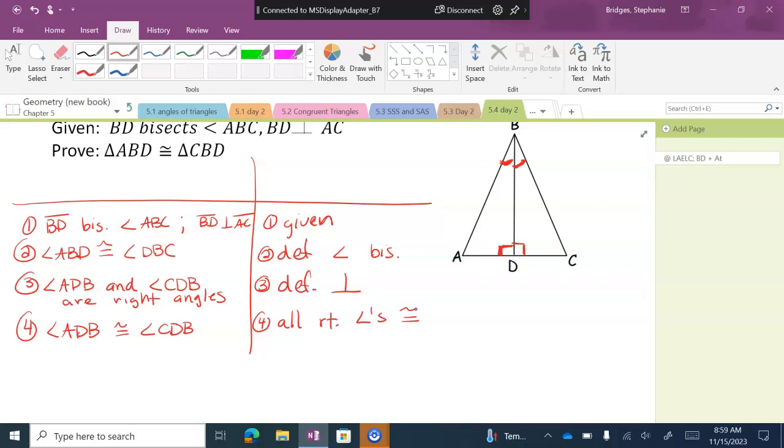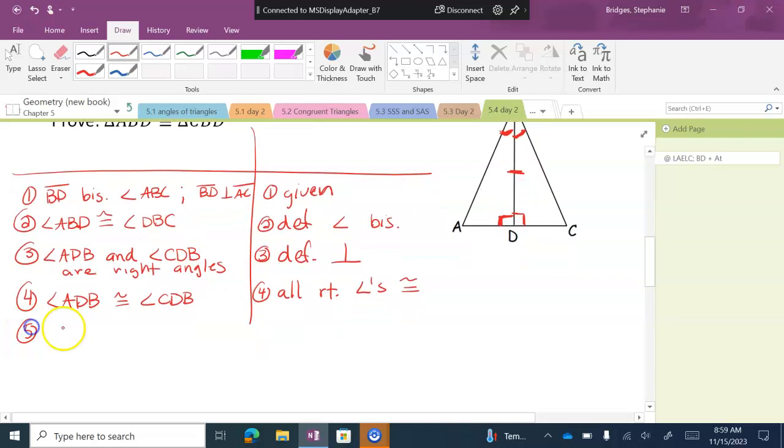Do I have enough marked in my picture yet for angle, angle, side, or angle, side, angle? I don't, do I? I just have two angles marked congruent, right? I don't have any segments marked congruent. Do I have any more given information to use? No. So then we have to go to our picture. What is it that we see in our picture that we can say is congruent? Yes. BD is the shared side, so it is congruent to itself. And what's that reason?